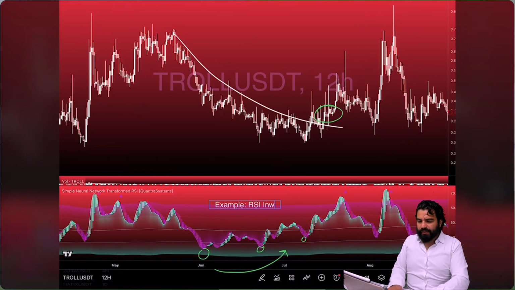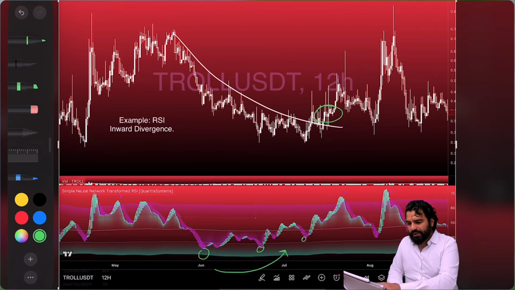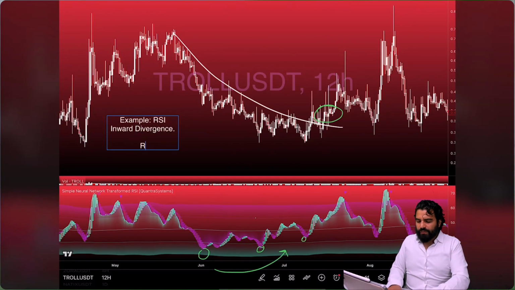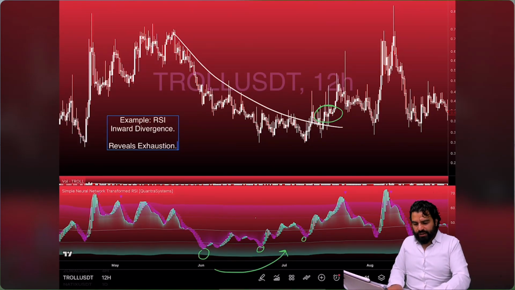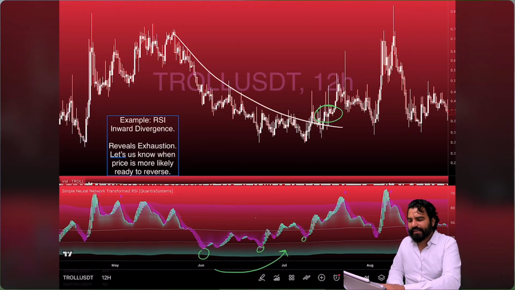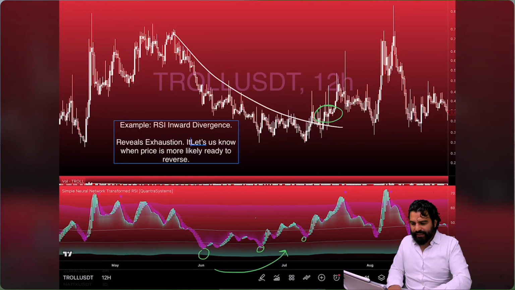RSI inward divergence, that's one way you can use it. You can start looking at these moves. It basically reveals exhaustion. It lets us know when price is more likely ready to reverse. Okay, so you can see this. Now, this is not always the case, but when you see this, it's a tell.